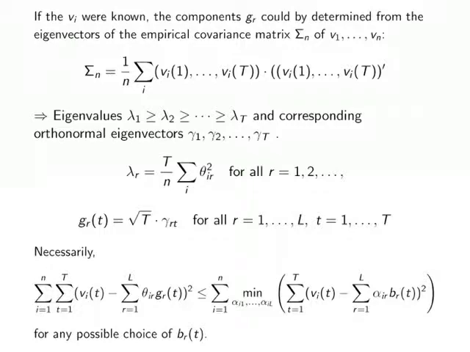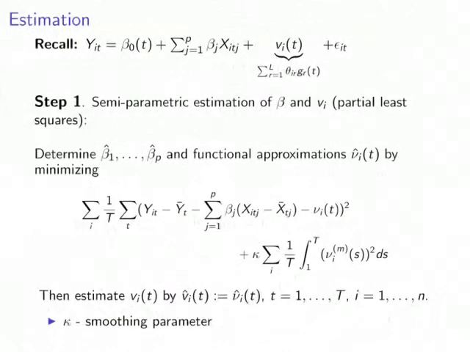The problem is, of course, these are unknown. And so what do we do? We estimate them. So in the first step we estimate these things non-parametrically, by the partial least squares approach. So what we do is a semi-parametric estimation of beta and v_i, and then we determine beta hat, the estimates of the betas for the x's, and functional approximations, mu_i hat, by minimizing this type of thing. So this is just a partial spline approach.